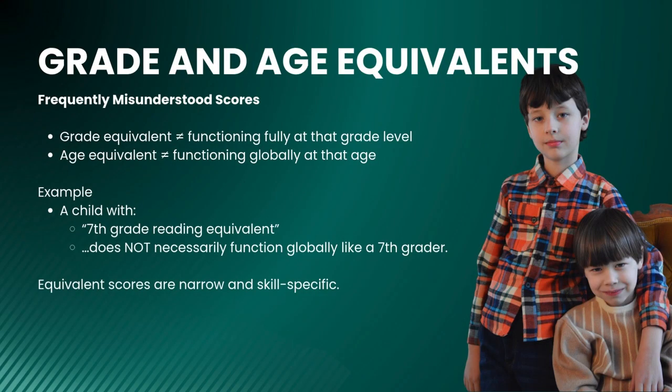Grade equivalence and age equivalence are often misunderstood. So if a child receives a 7th grade reading equivalent, that does not mean that they function globally like a 7th grader. It only means that their score was similar to the average performance of students at that grade level on that specific skill. And this becomes especially important in school counseling and psychoeducational assessment. Overinterpreting these scores can lead to inaccurate assumptions about ability or maturity.